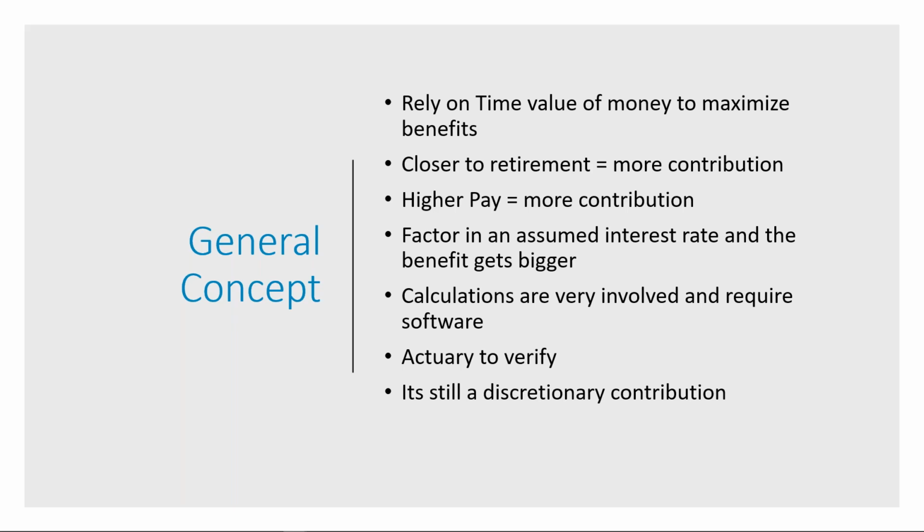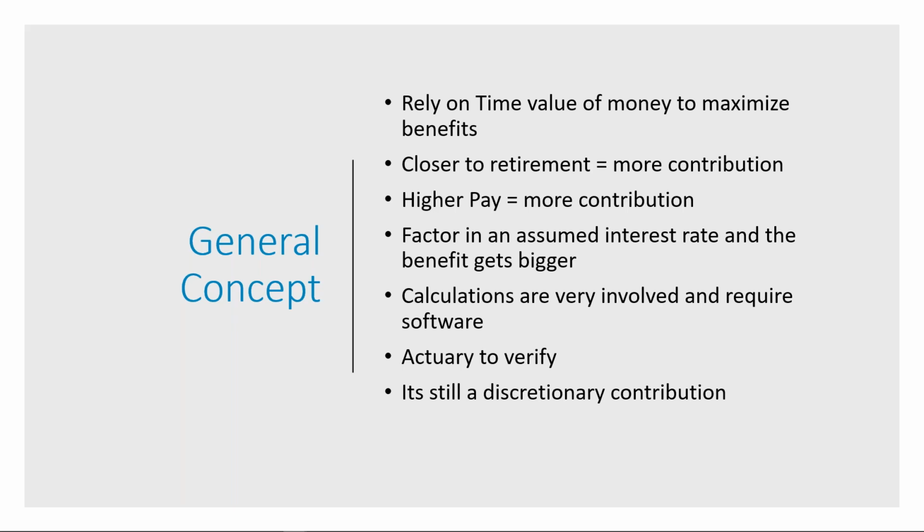The calculations are very involved, and you need some software that knows what you're doing to do this, and you factor in an assumed interest rate that the retirement contribution is going to earn, and you come up with an estimated benefit at that retirement age. You do need an actuary to verify the calculations and sign off, usually done by your TPA, third-party administrator for your plan. And the last bullet point, it's important to remember that it is discretionary.